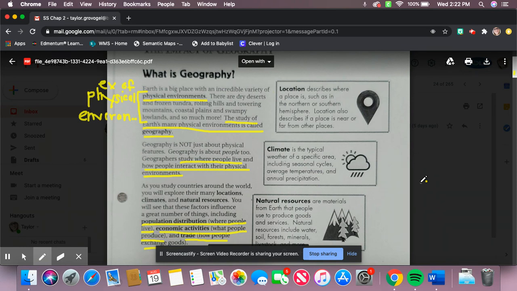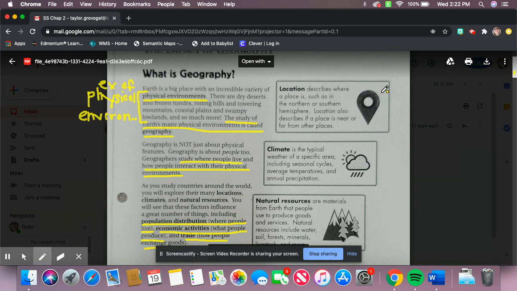Now, let's read what exactly location is. So I'm in this box up here that says location. It says location describes where a place is, such as the northern or southern hemisphere. Location also describes if a place is near or far from other places. So think about it. We just got done studying absolute location and coordinates and latitude and longitude. So we should have an idea of what location is.